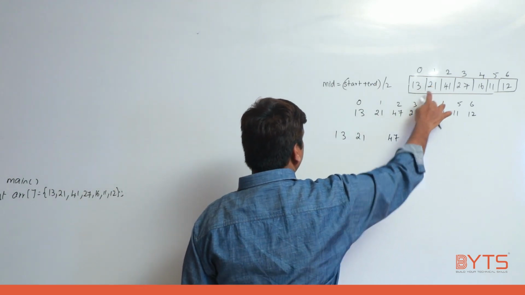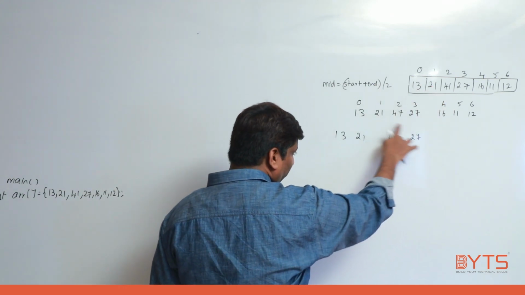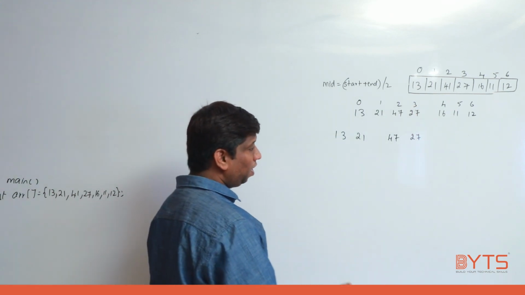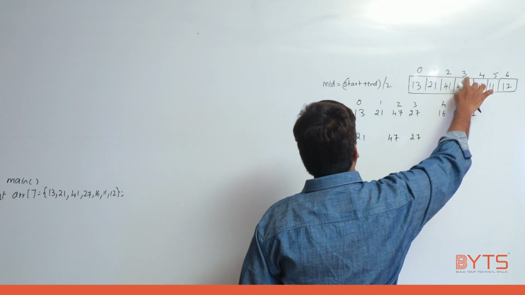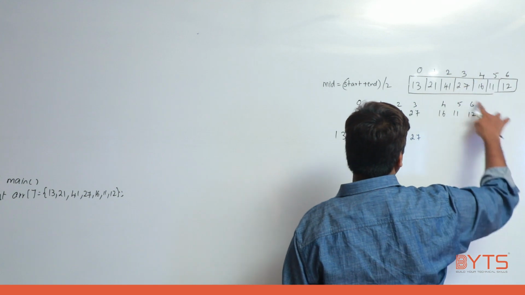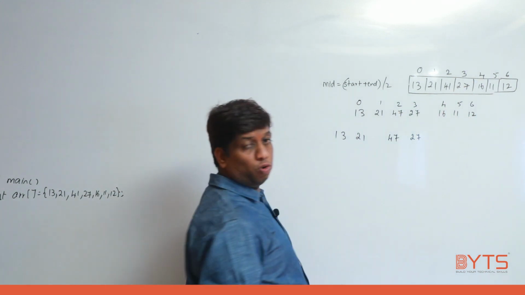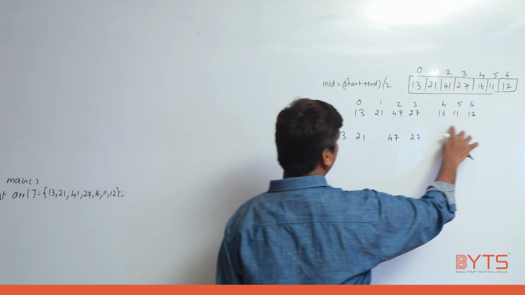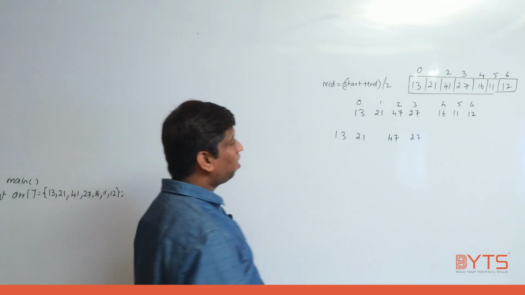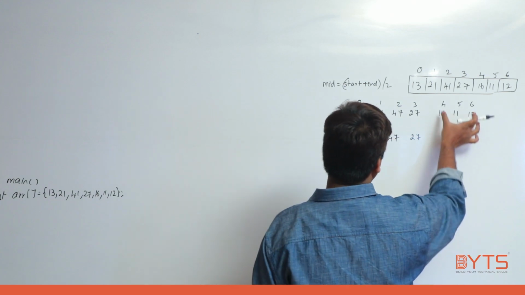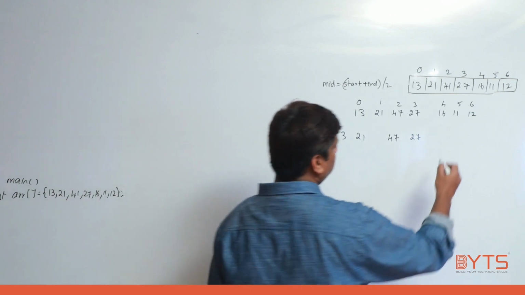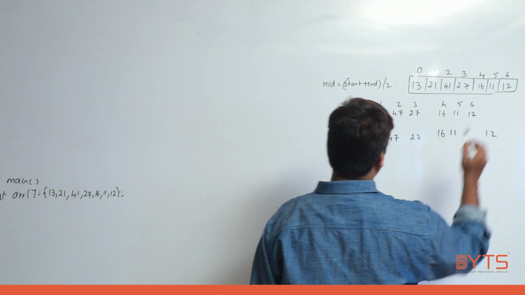Now try to understand. Previously for this array this is mid, but for this array this is considered as end. Remember that, very important point I am telling. For this array 3 is mid, but for this array 3 is end. Now see, in this array 4 is mid plus 1, but when you come to this array, 4 is considered as start, and 6 is always considered as end. So 4 plus 6 is 10, 10 by 2, 5. Means 16, 11 is one array, 12 is a separate array, right?